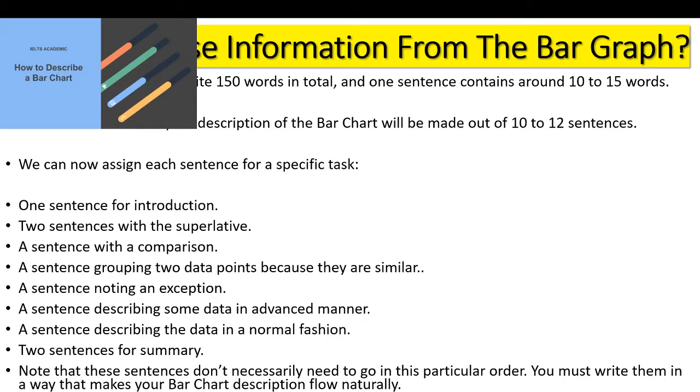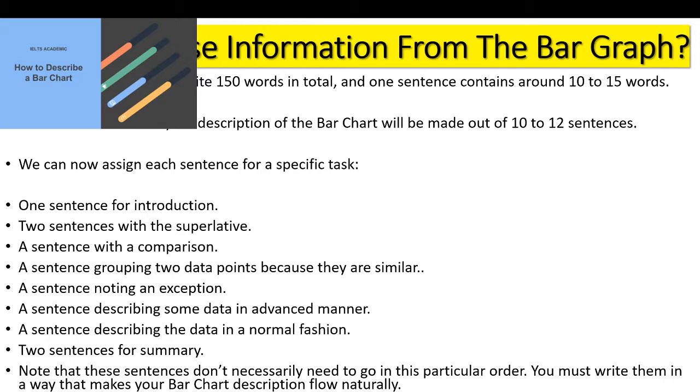So now let's see how to describe a bar chart. In IELTS Academic, you need 150 words to write, and around 10 to 15 words in one sentence, and the bar graph description will be made out of 10 to 12 sentences actually. So what can we assign to each specific task?